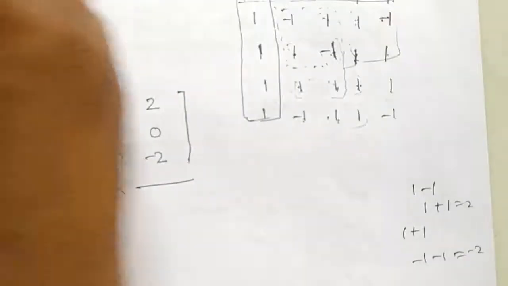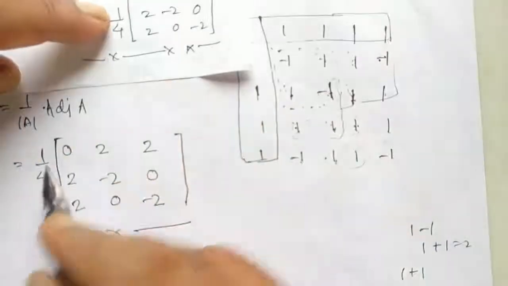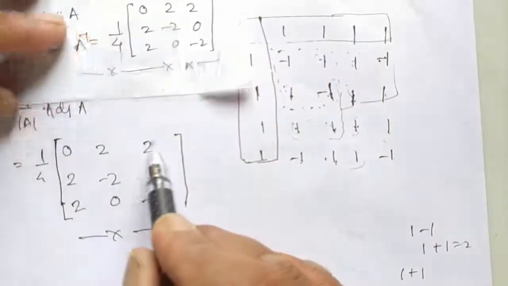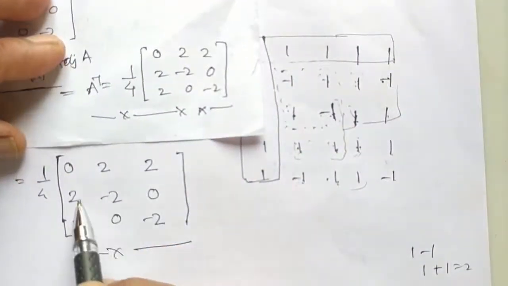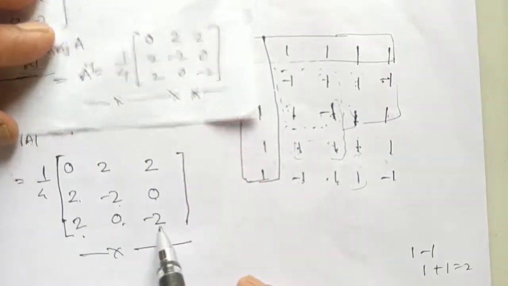Now we observe whether both are the same or not. So here is the inverse: 1 by 4 times, 0 2 2, 2 0 2, 2 2 minus 2, 0 2 minus 2, 0 2 0 minus 2.